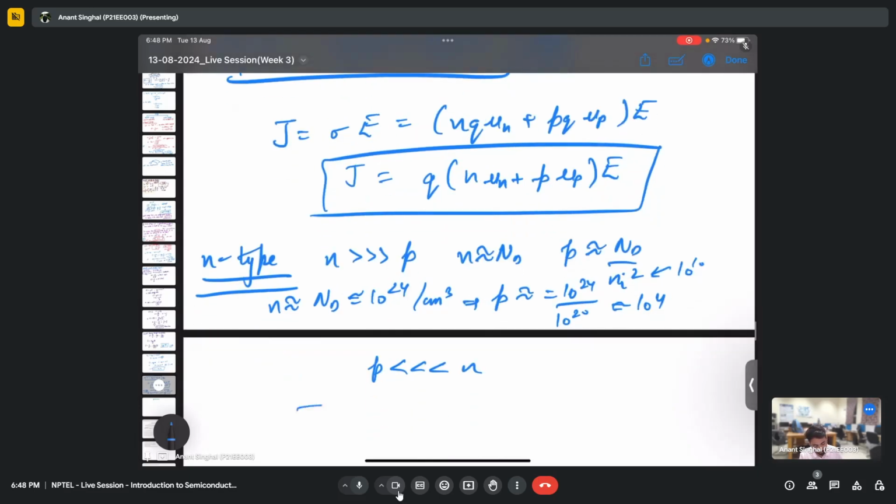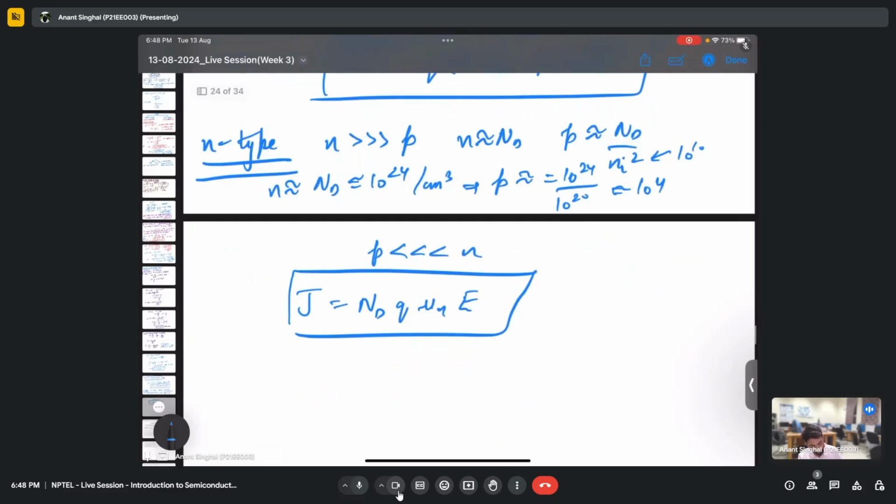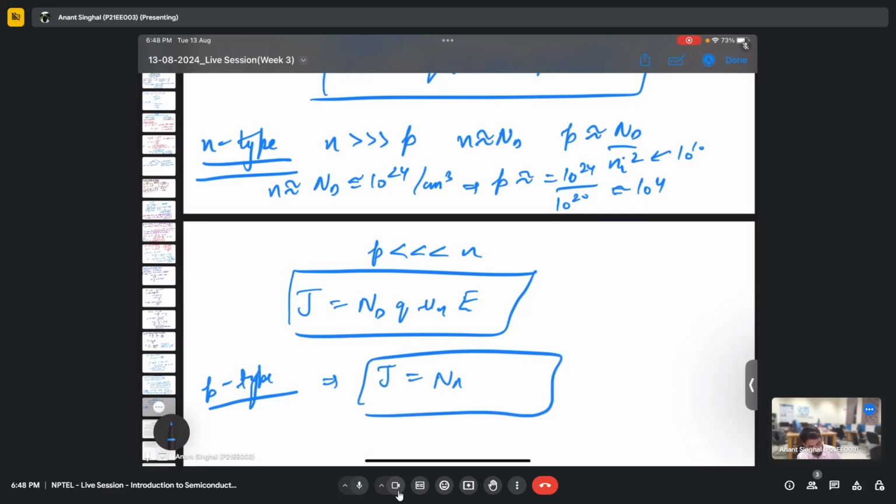So we will have J of only the N part, that is N equal to Nd, Q mu N into E. Similarly for P-type, the first term will be negligible and we will have acceptor ions, Q mu P and the electric field. So this is some of the basics that we are covering related to the drift current density.